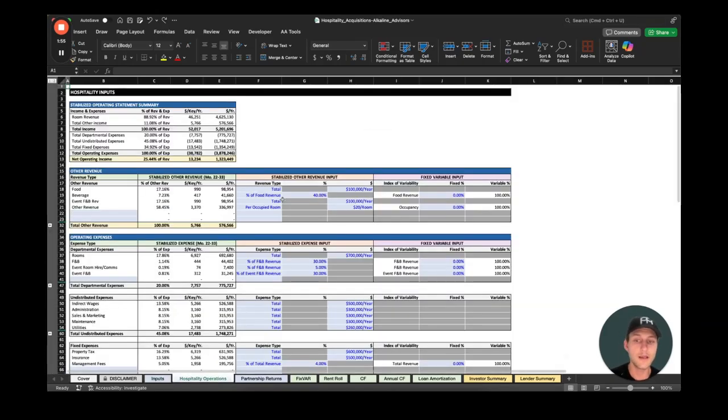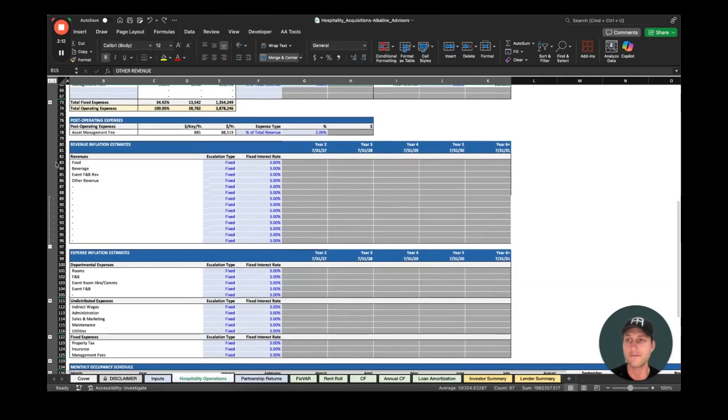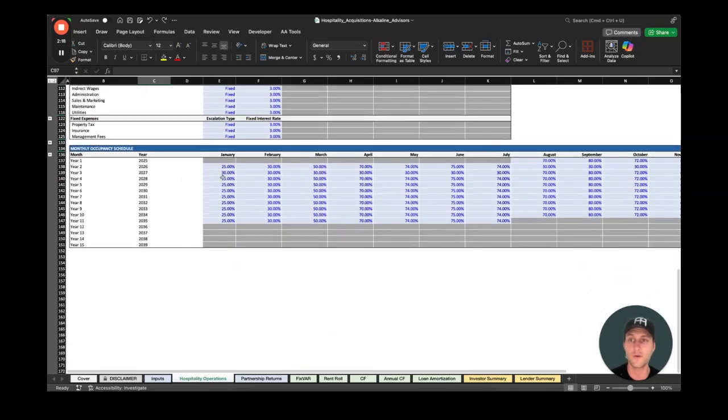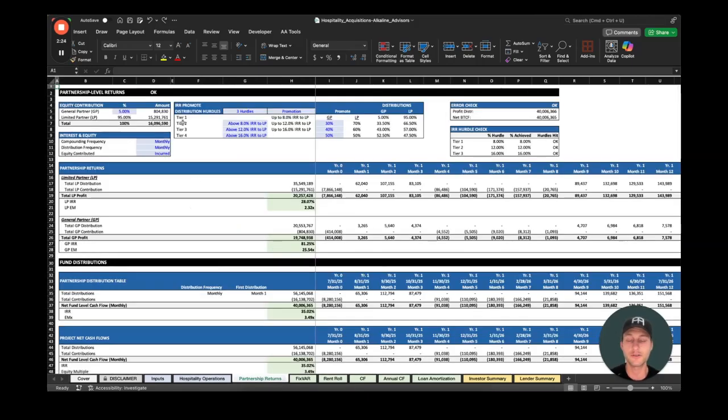On the hospitality operations tab, this is where the remaining inputs for the operations are housed. This is where we calculate more or less the fixed variable inputs at the operating statement level. So here is where we do it for revenues. Underneath is expense. Then we have some additional revenue inflation estimates, and then expense inflation estimates. And then we have the occupancy schedule on a monthly breakdown. We'll get into all this in more detail later. Then we have partnership return section.